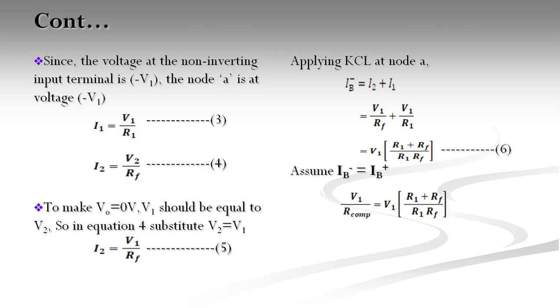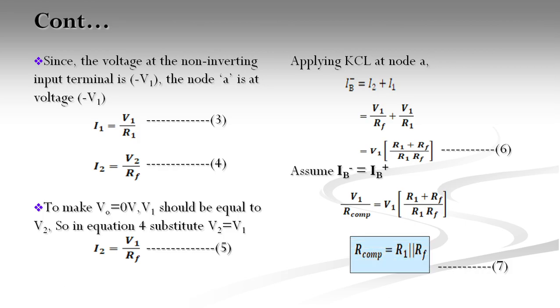The main thing we have to assume here is that the currents entering the terminals of the op amp are equal, that is, IB minus equals IB plus. So IB plus from equation 2 is V1 by R compensation, and IB minus from equation 6 is V1 into (R1 plus RF) divided by R1 into RF. V1 gets cancelled, so 1 by R compensation equals (R1 plus RF) by R1 into RF, where R compensation equals R1 parallel with RF.